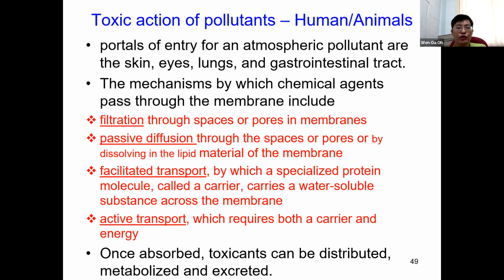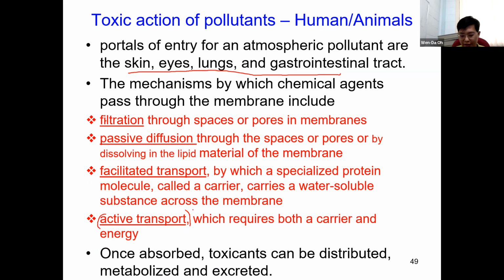So in terms of the entry, the toxic pollutant can enter into our body through, as I mentioned in the previous lecture, our dermal, respiratory, and also GI tract. And entry can be achieved through filtration, passive diffusion, facilitated transport, and also active transport. So all these are the entry of the pollutant into our cell. And active transport is the one that requires energy.